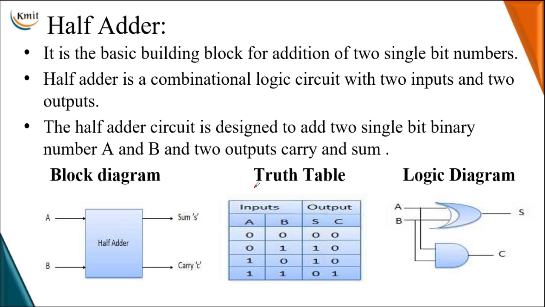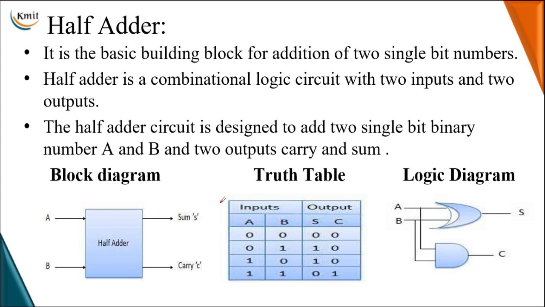It is a basic building block for performing the addition of two single bit numbers. A half adder is a combinational logical circuit with two inputs and two outputs. The half adder circuit is designed with two single bit binary numbers, designated A and B, and produces two outputs, a carry and a sum.